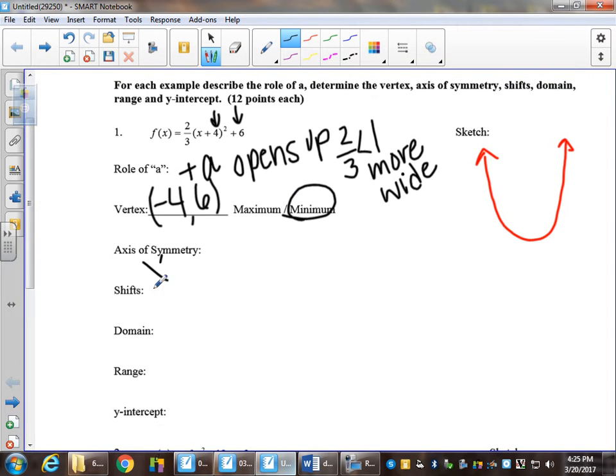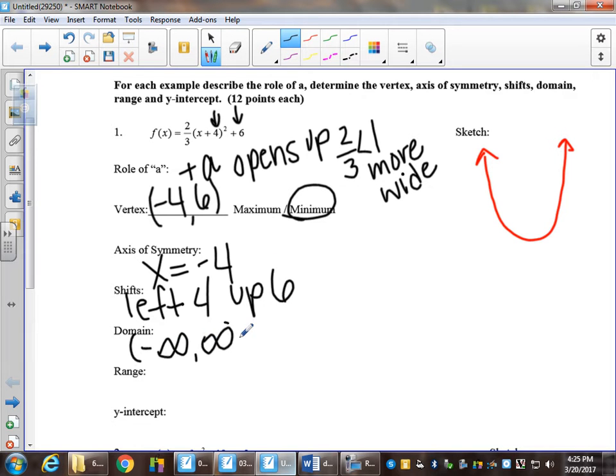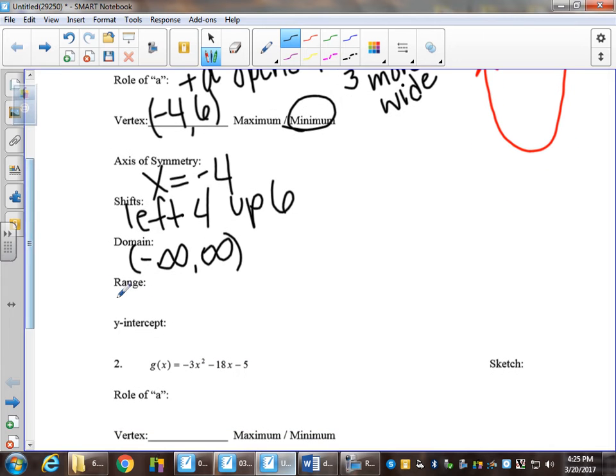Axis of symmetry is our x value of the vertex. We are shifting left 4 and up 6. Domain, always, always, negative infinity, positive infinity. Our range, when we have a positive a, is going to be y value, comma, infinity. Our y value is 6.